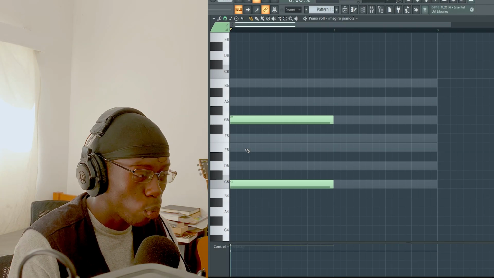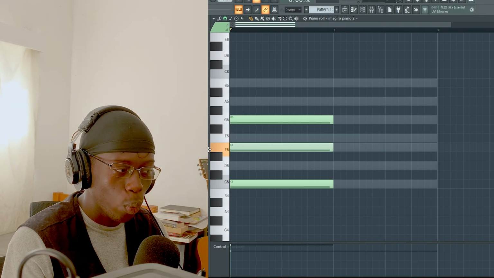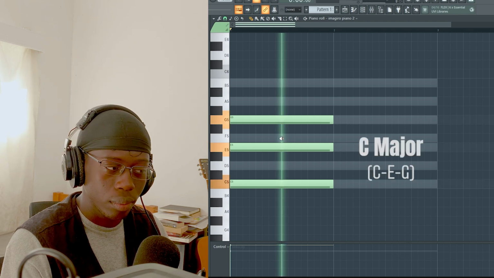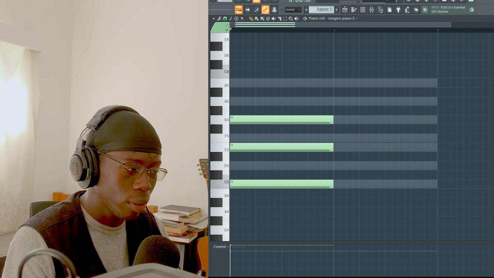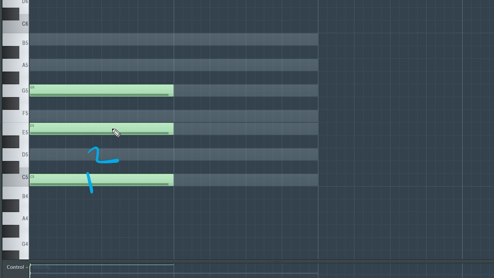Now, the reason why you need to know the perfect fifth is similar to that of the major third. Again, it helps us understand chord structure. Again, if I was to add this E, we are back to our major triad. And let me just put the numbers here. So we have 1, 2, 3, this is the third, and then 4, 5. So that's why we call it the fifth.